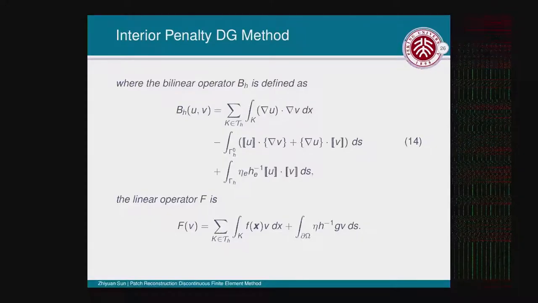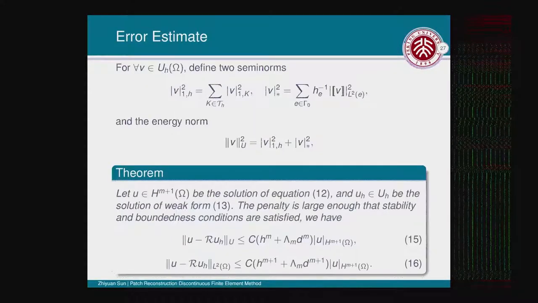The square bracket denotes the jump of the element basis, and the brace denotes the average of the element basis. Here the penalty term must be given, and here is the penalty for the jumps of the basis functions. The linear operator, the Dirichlet boundary condition, is imposed weakly. By defining the following energy norm, which in some sense is equal to the H1 norm in the continuous case, if we choose the penalty term large enough, the bilinear form can guarantee stability and boundedness.